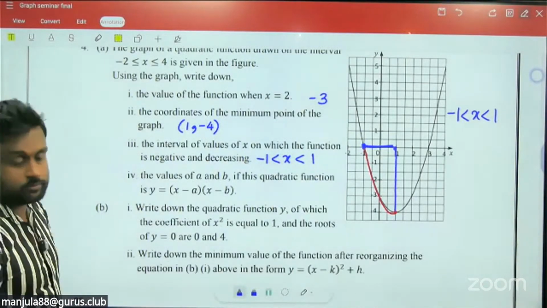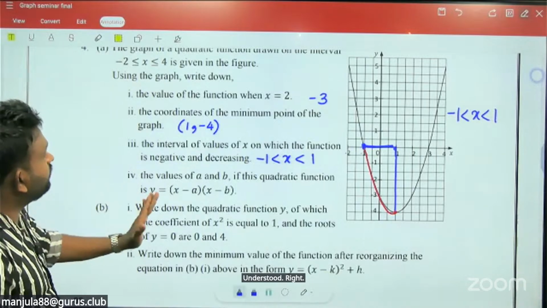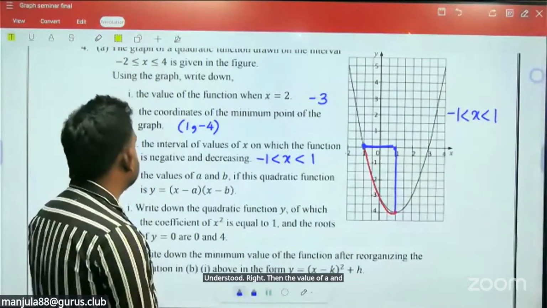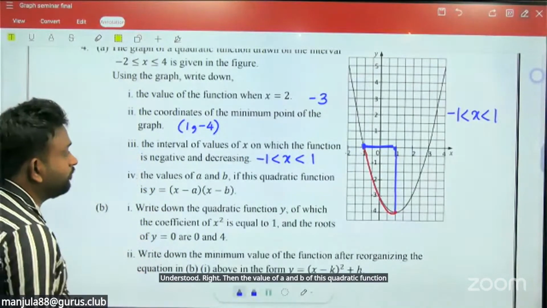Understood? Right. Then the value of a and b of this quadratic function equal this one.